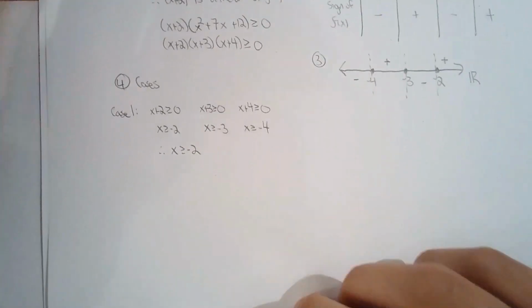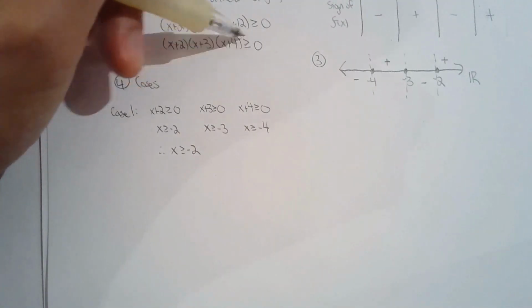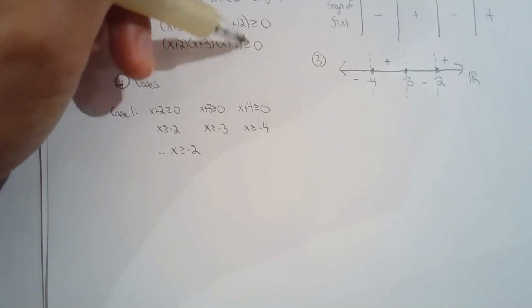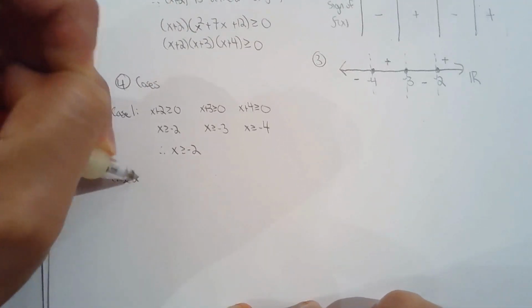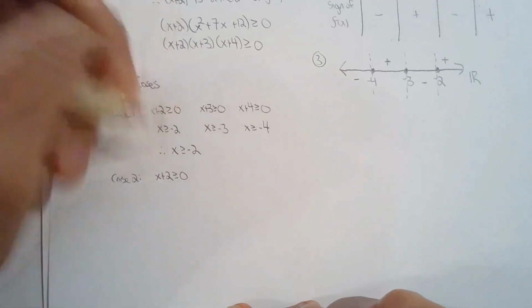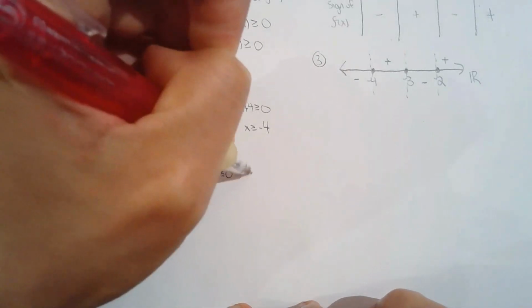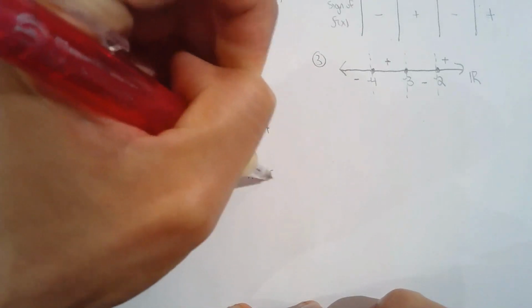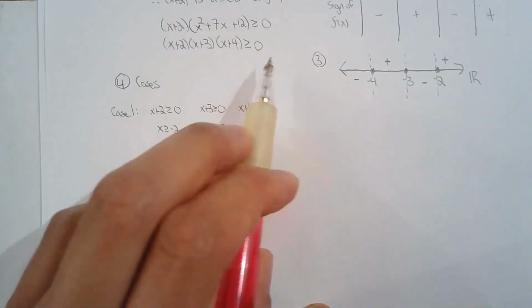Okay, how many cases are there? Well, how else can you make a positive value here? Well, case 2 is when x plus 2 is positive, but x plus 3 is less than or equal to 0, x plus 4 is less than or equal to 0, right? Because positive times negative will also give you positive.